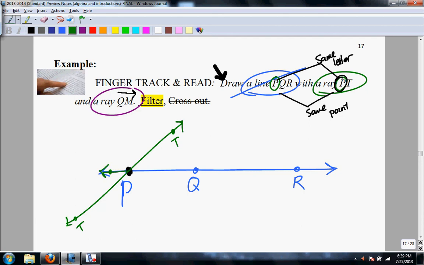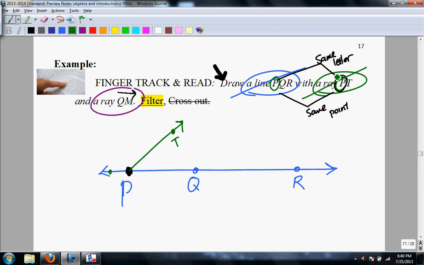Technically I could even go this way. PT. All 3 of those would be acceptable. So that you're not confused, I'm going to erase the multiple versions here. Okay, so we have PT.